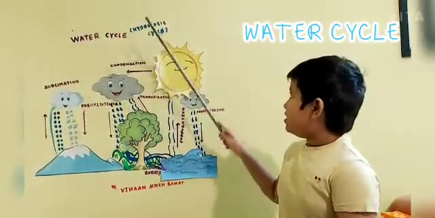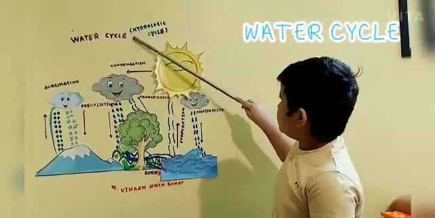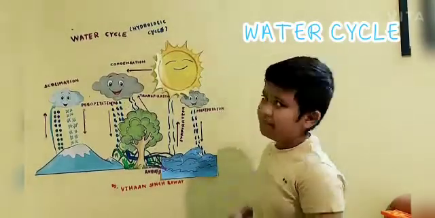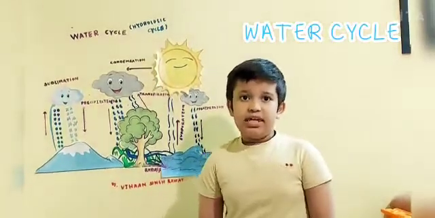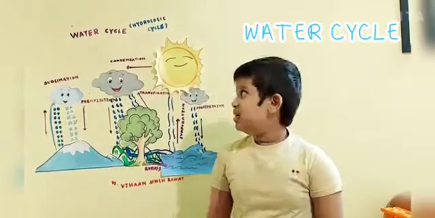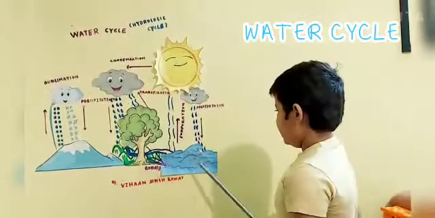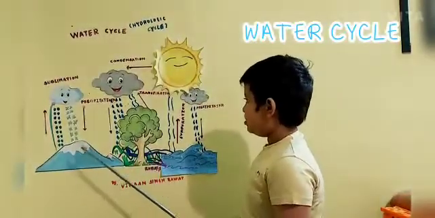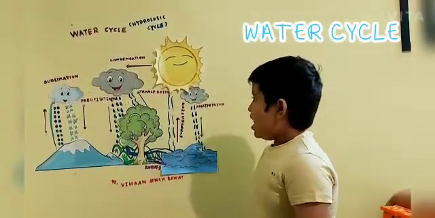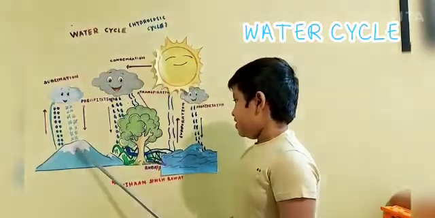And you know that the water cycle can also be called the hydrologic cycle. And this water in the water cycle has 3 forms, which are the liquid form, the gaseous form, that is water vapors, and then the solid form, that is ice.